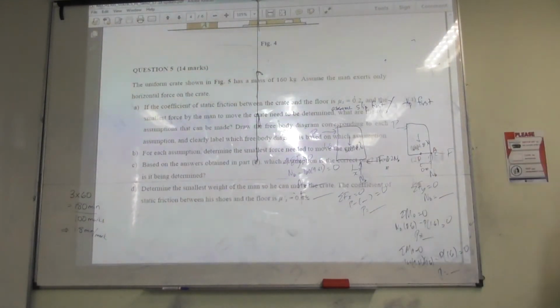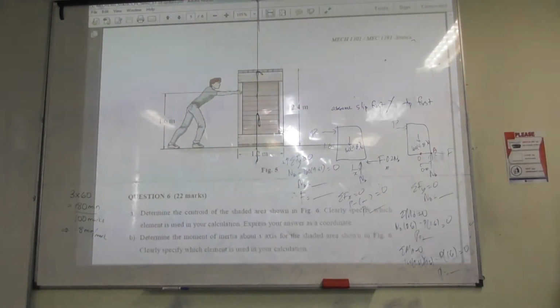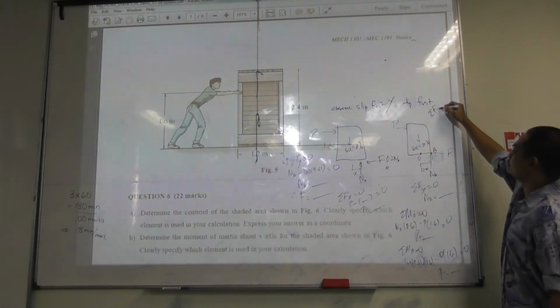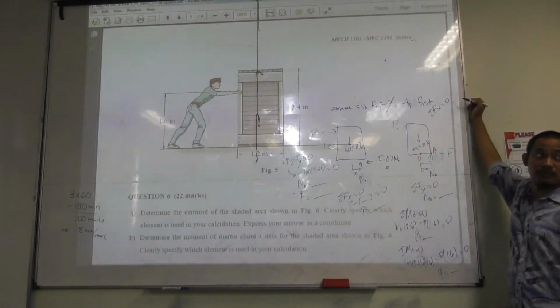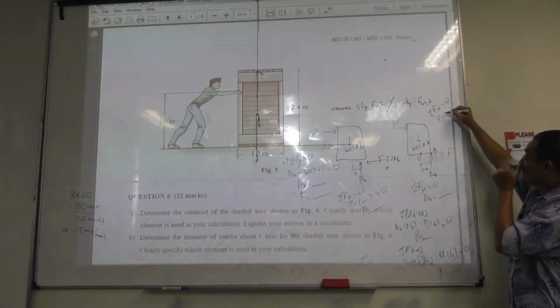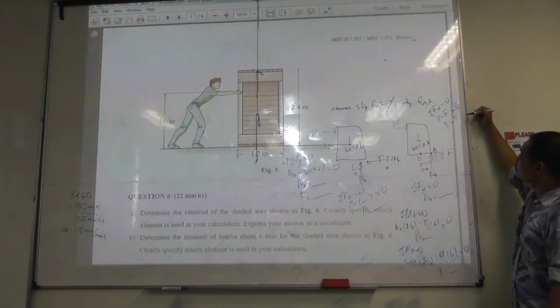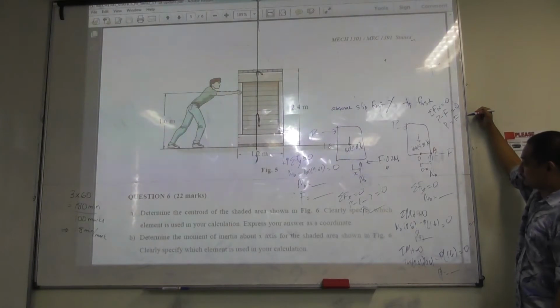Why can't I make summation of Fx equal to 0 for the second part? Which one? This one? Yeah. Okay, you do summation of Fx equals 0, then P minus F equals 0, so P equals F. But you don't have F, right? F should be mu N. No.